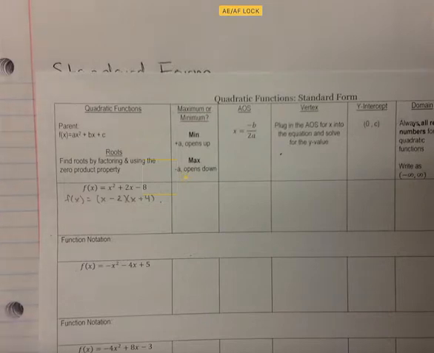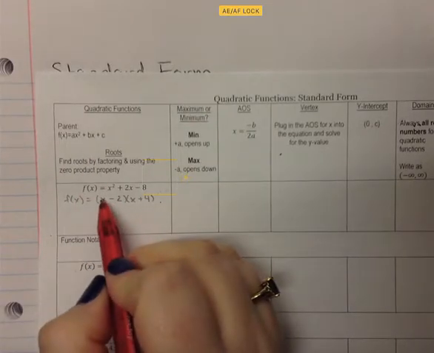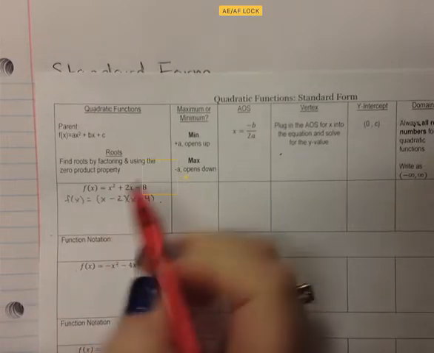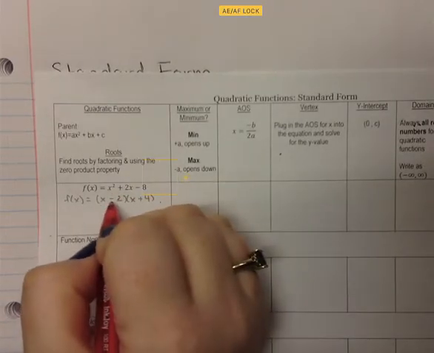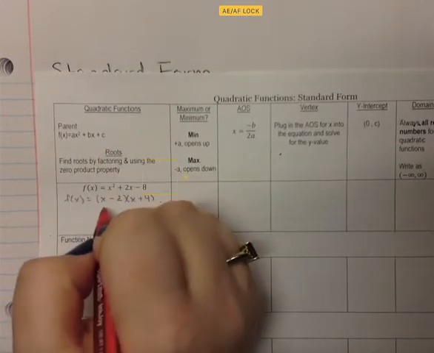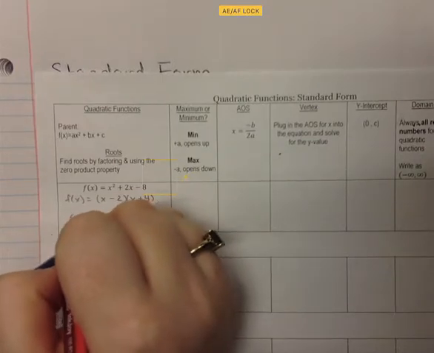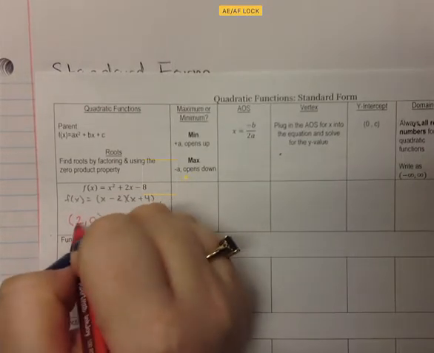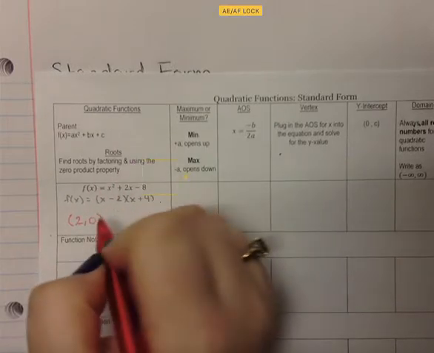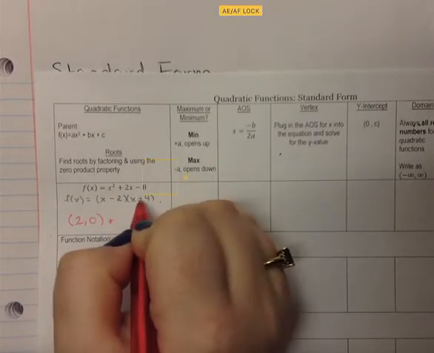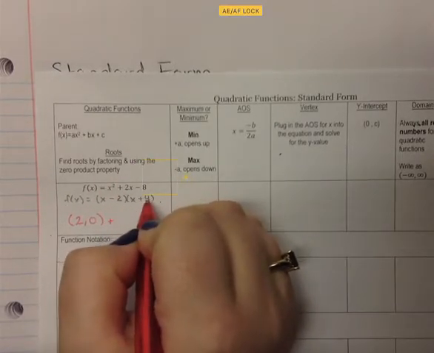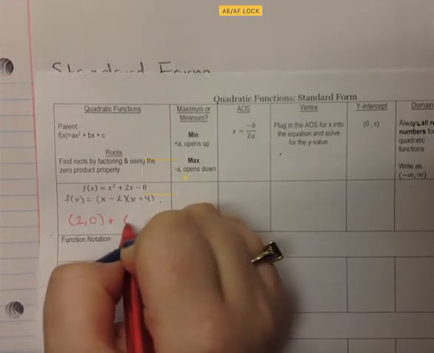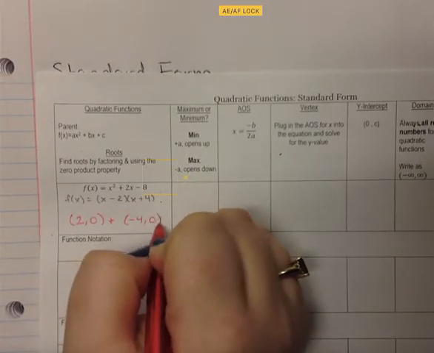Now I can actually use the zero product property to give us our roots, which is x minus 2 gives us 0. You can also just set this equal to 0. x minus 2 equals 0, so x equals 2. So our first root is 2, 0. So our m value is 2. And the other one is, if I set this equal to 0, x plus 4 equals 0, x would equal negative 4. So it would be negative 4, 0. Those are our two roots.